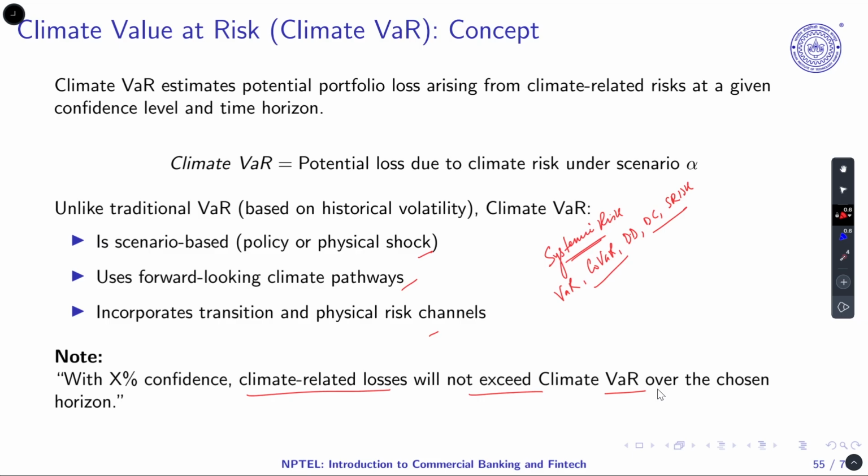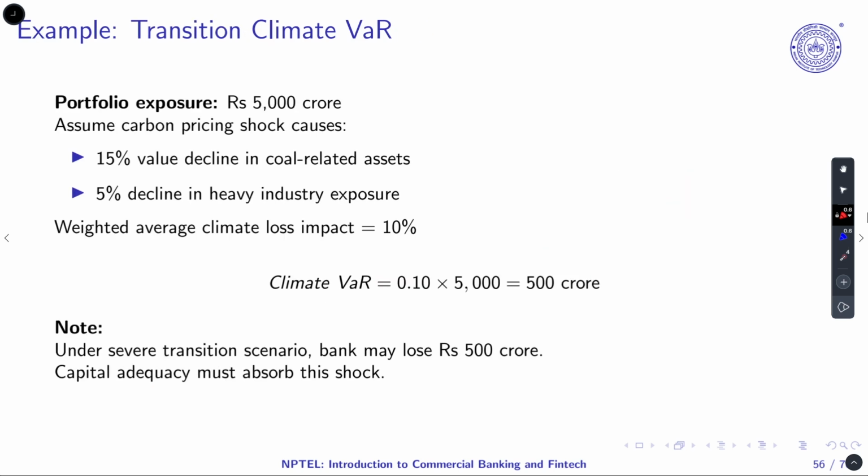Value at risk basically measures the expected loss that you have given the level of confidence, which means that you can lose only that much amount, not more than that. This is what it says here: with X percentage level of confidence, climate-related losses will not exceed climate VaR, and this is what we calculate in terms of value at risk.